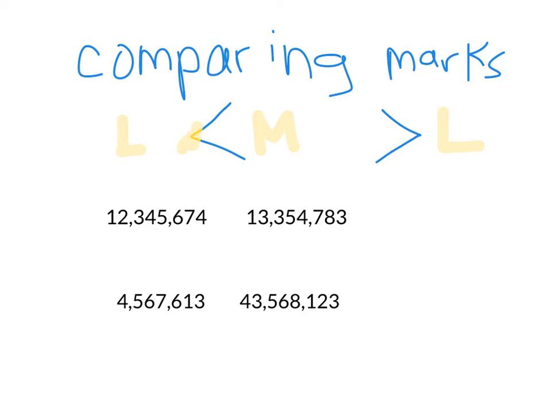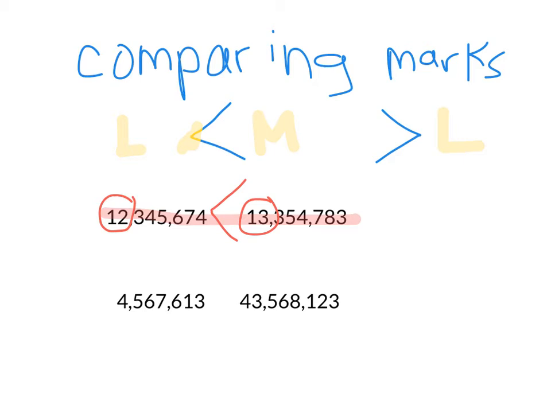So let's look at this first set of numbers right here. We always look at the front side. So we will start by looking at the first numbers over here. We have 12 and 13. Okay? We for sure know that 13 is more than 12, so we would put the open end by the 13. All right? Now let's look at the next one.